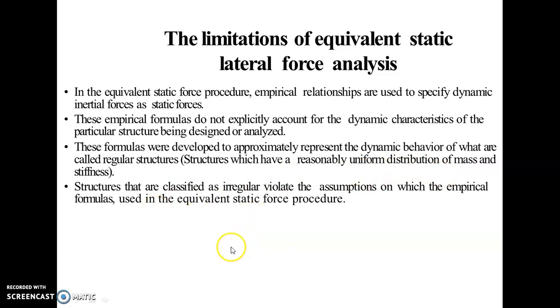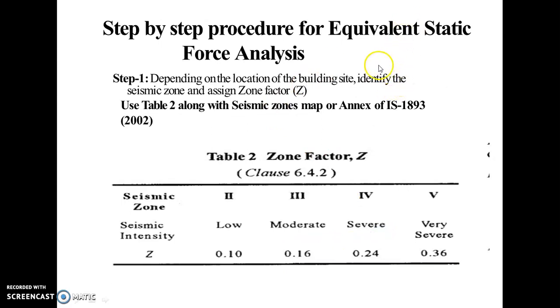Here we discuss how we find the base shear of the building and how we distribute this base shear on the different floors. For that we have to first find the base shear, and the formula of base shear is Ah into W, where Ah is equal to Z by 2 into I by R into Sa over g. There are different steps involved in finding the base shear, and after that we have to distribute it along the height of the building. So here are the steps for finding the base shear.